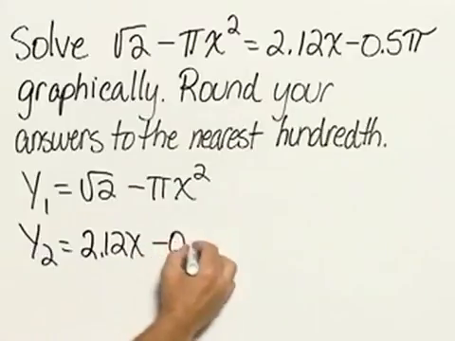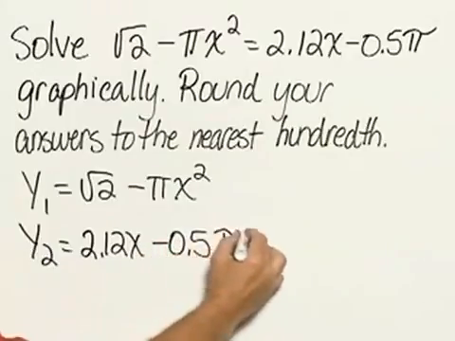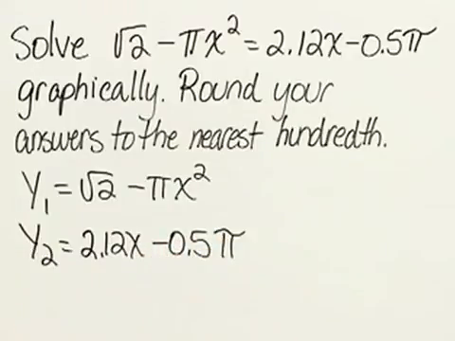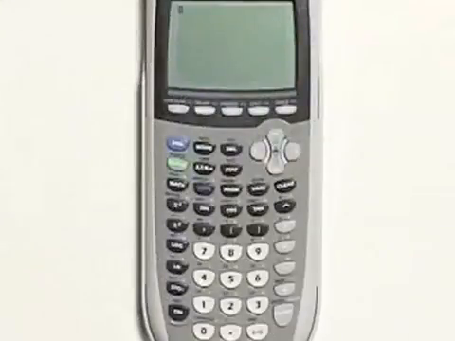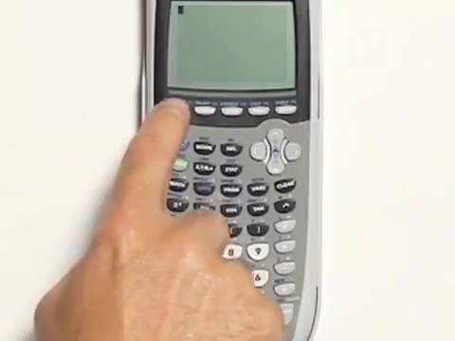2.12x minus 0.5 pi. So we'll enter these onto the calculator and find where the two graphs intersect, and those will be our solutions. To enter the equations into the calculator, we use the equation editor, or what's called the y equals key. So let's press that.